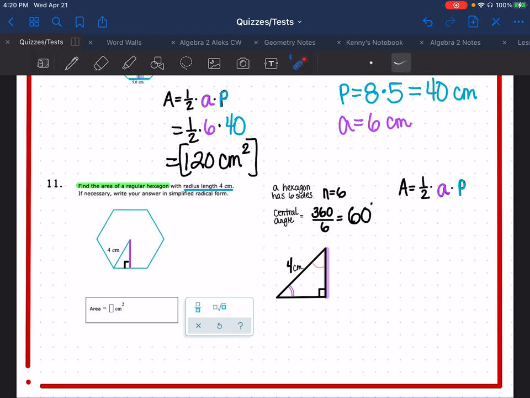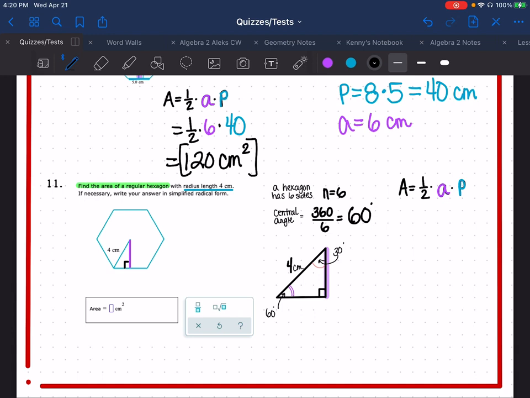All right, so if this angle is 60 degrees, when I go ahead and make the right triangle, this angle is half of 60, which makes it 30 degrees. Since I have a 30 and a 90, I know that this angle here has to be 60 degrees because 30 plus 60 plus 90 is 180.